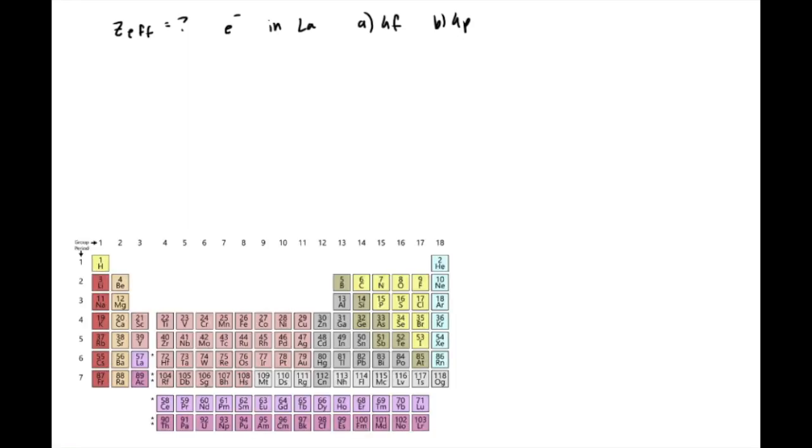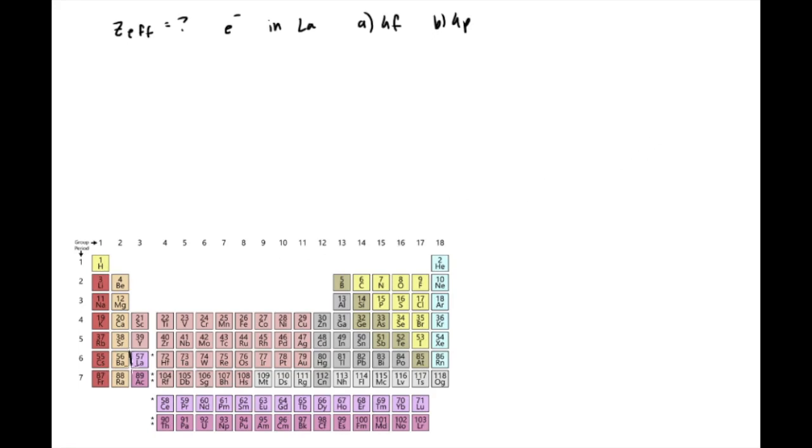So let's say you're trying to figure out the effective nuclear charge for an electron in lanthanum, specifically an electron in the 4f orbital and one in the 4p orbital. So in this case, we have electrons that will use different parts of the Slater rule, and so we'll be treating the electrons in each case differently in terms of determining the shielding constant. And so first, before we start, we need to, again, assign the electron configuration of lanthanum.